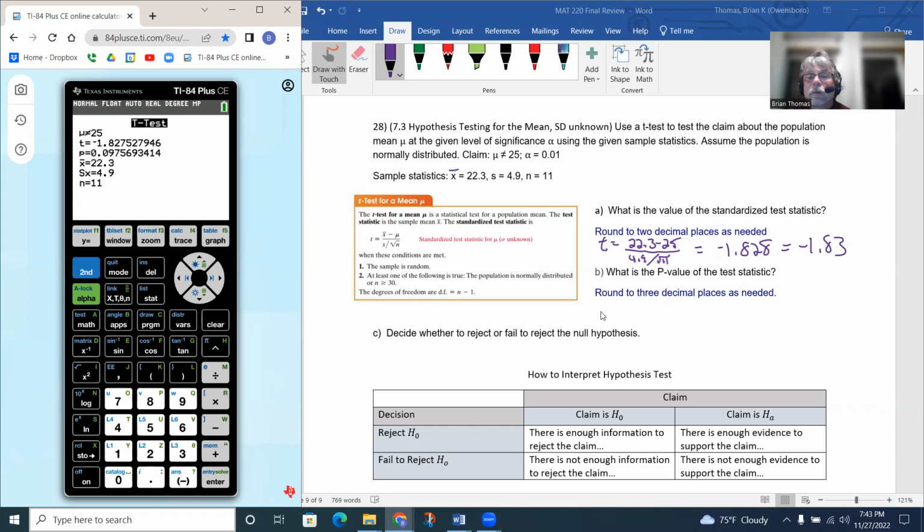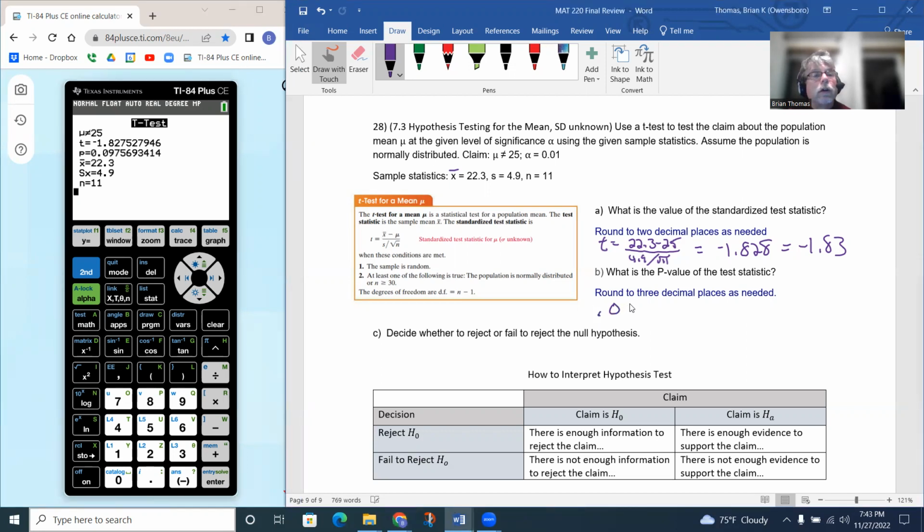If it says round to 3 decimal places, it's 0.098. What we want to do is compare that to our alpha, which was 0.01. How do we compare that to 0.01? It's going to be greater than. Notice how, since this is greater than, we're going to fail to reject the null hypothesis.